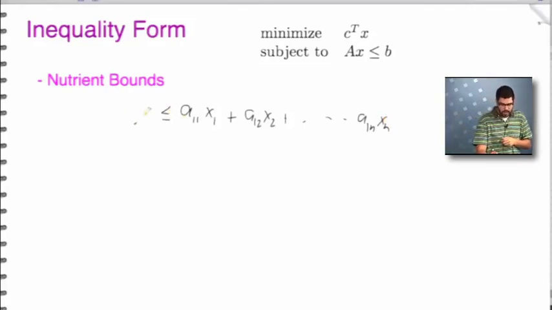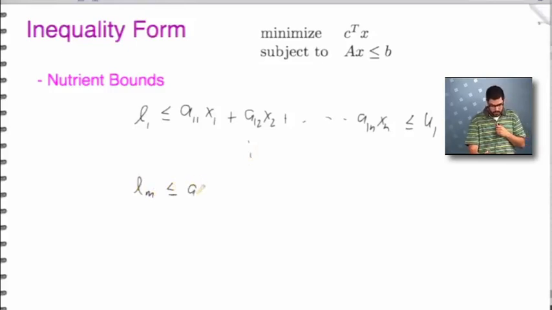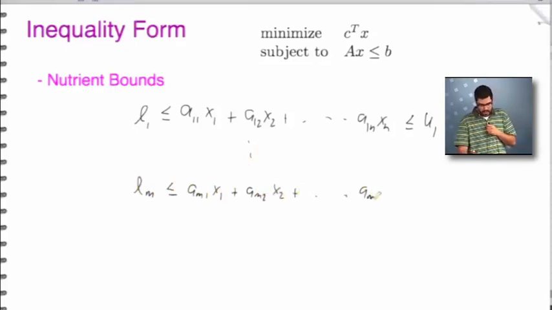And we want to bound that by a lower bound, and we want that to be greater than L1 and less than U1, okay? And we can go all the way down and say Lm, that's the final nutrient, and that would be Am1 x1 plus Am2 x2 plus ... Amn xn is less than Um.